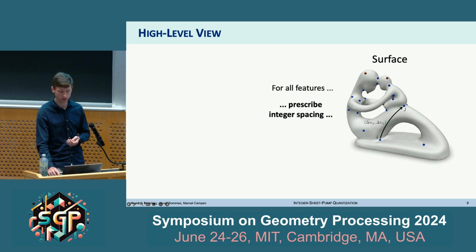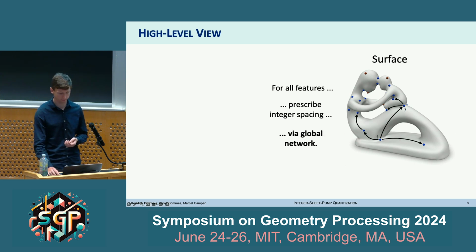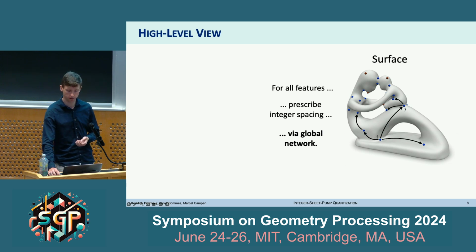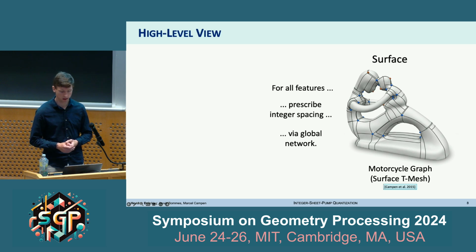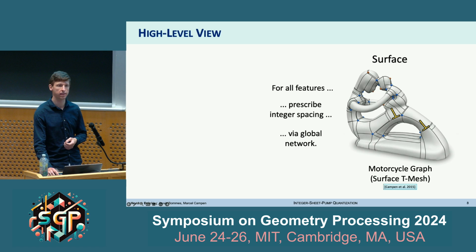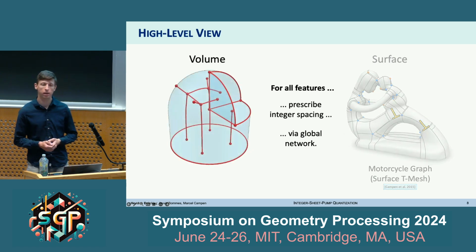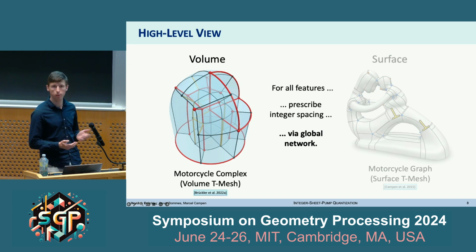To then constrain all features relative to each other, they have to be embedded in some coarse global network. An established structure for that purpose is a quadrilateral partition of the surface called motorcycle graph. This partition has T-shaped junctions between patches and is thus referred to as a T-mesh. In the volume, the process is the same. Between all features, integer spacings can be prescribed on the basis of some coarse global network. For this network, we previously introduced a volumetric T-mesh structure that is also the structure we will be using here.